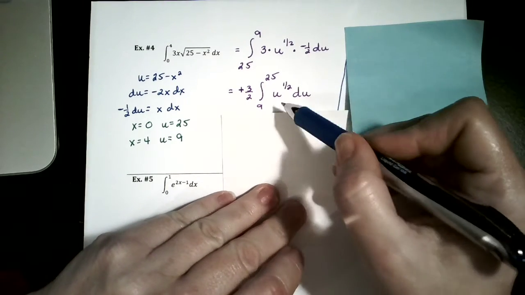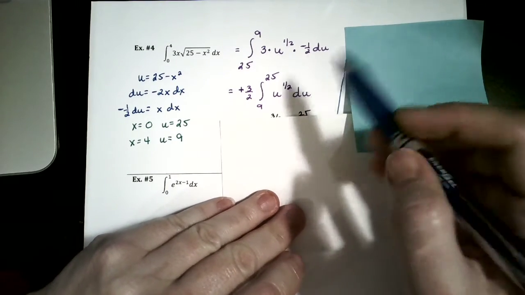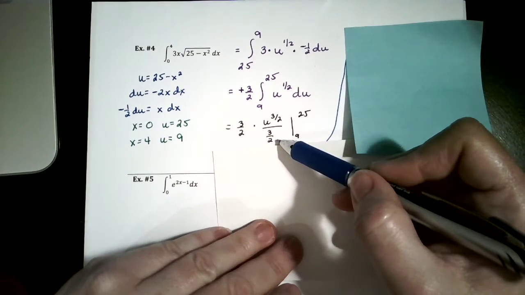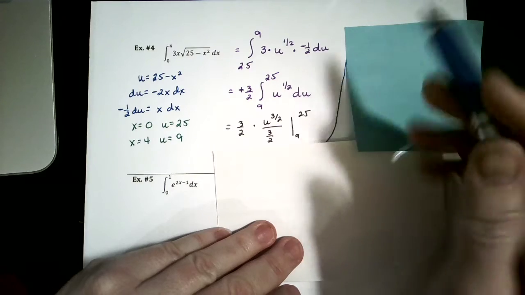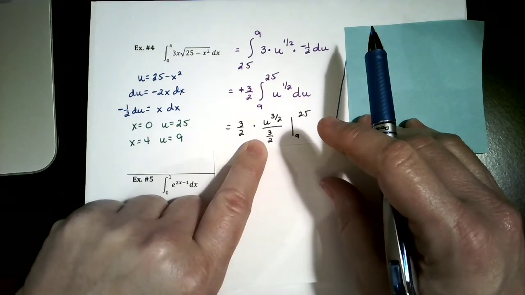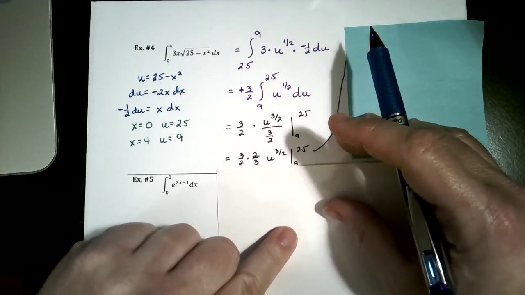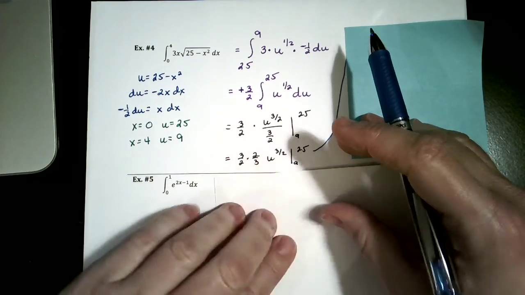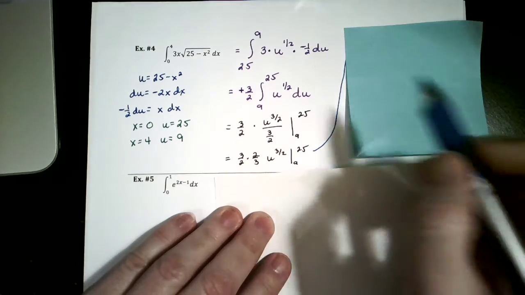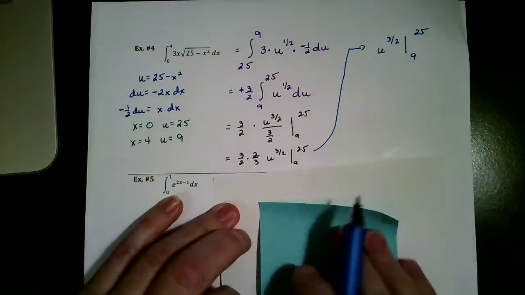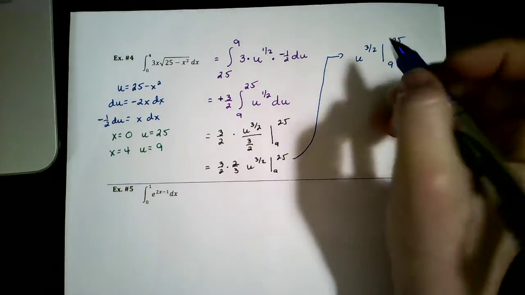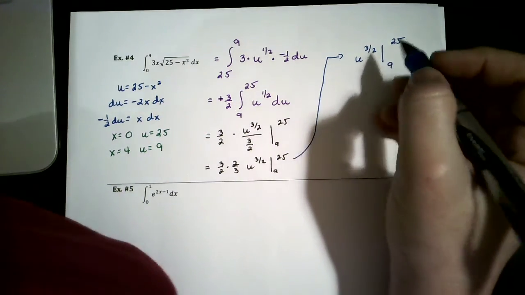Now all I have to do is integrate u to the 1/2, which would be u to the 3/2 over 3/2 from 9 to 25. Now you know me, I don't like number lasagna, so I'm going to multiply by the reciprocal. 3/2 times 2/3 u to the 3/2, and these guys conveniently cancel out. So I'm left with just u to the 3/2 from 9 to 25. Now I stopped here because I know that there's going to be some people who need a review here.